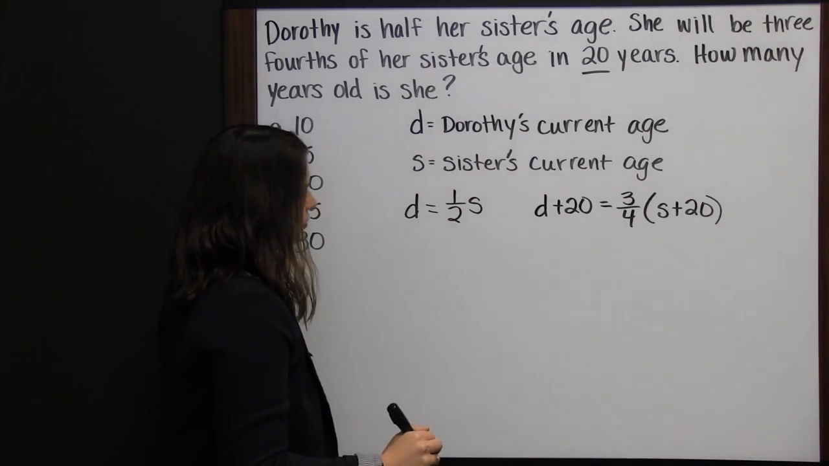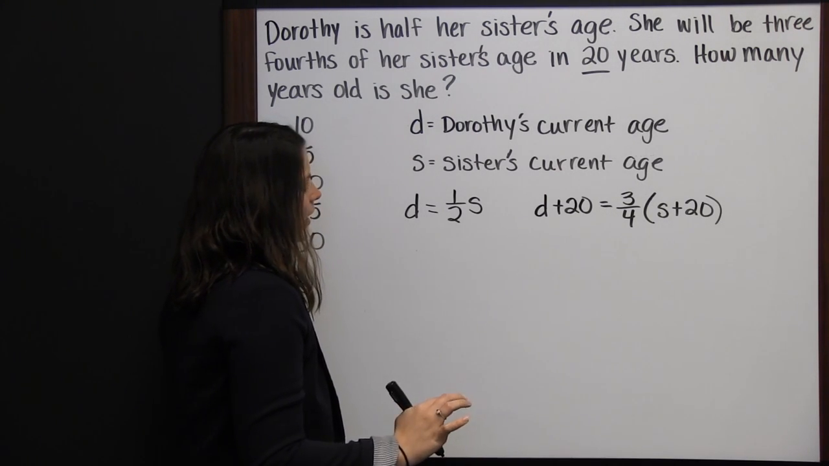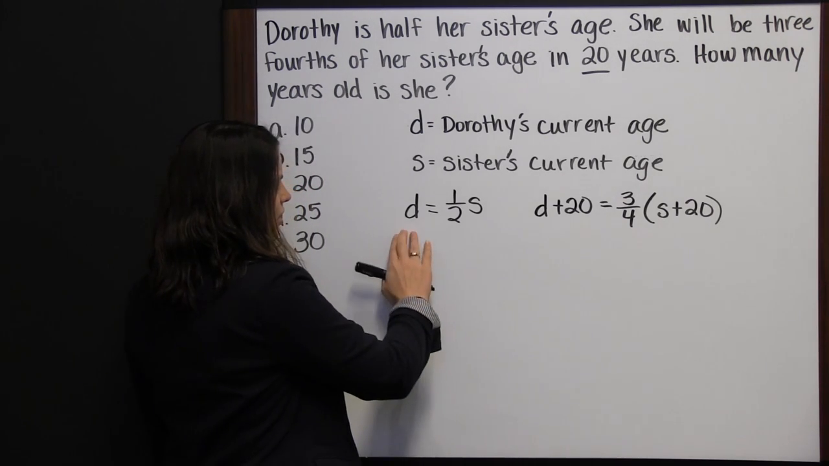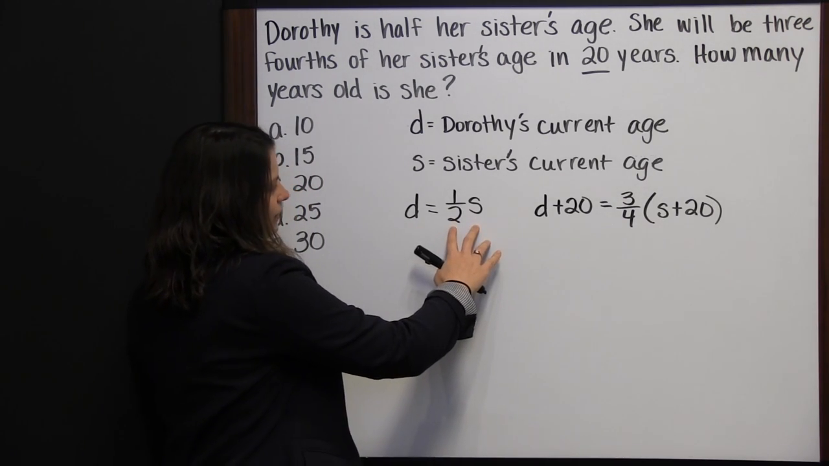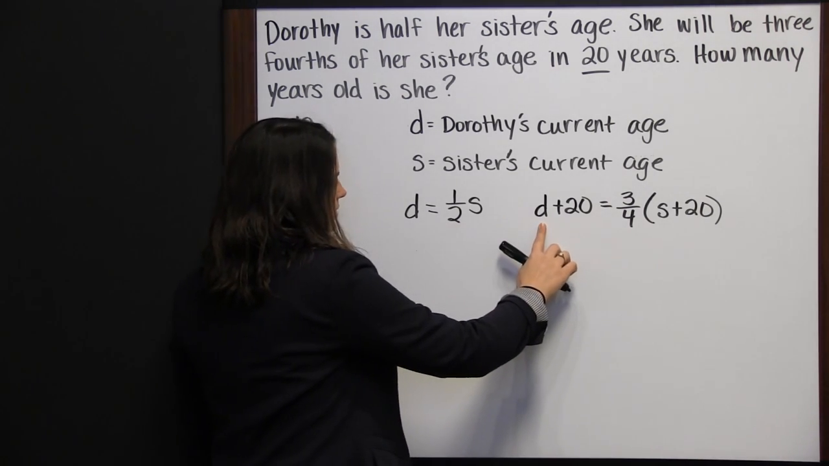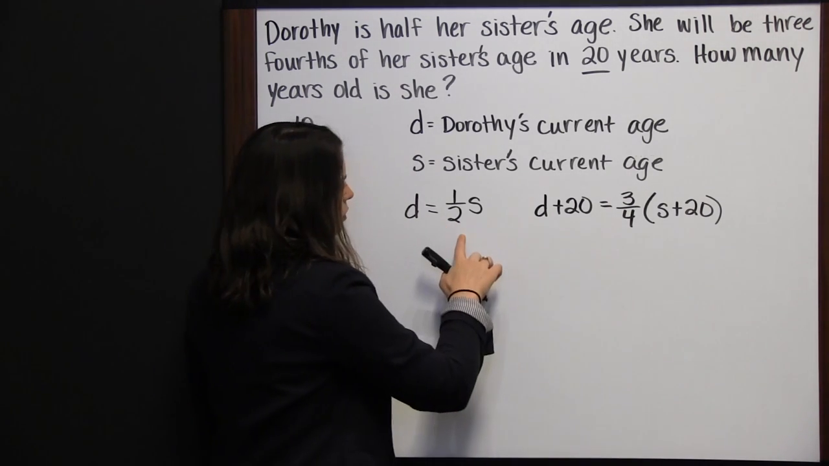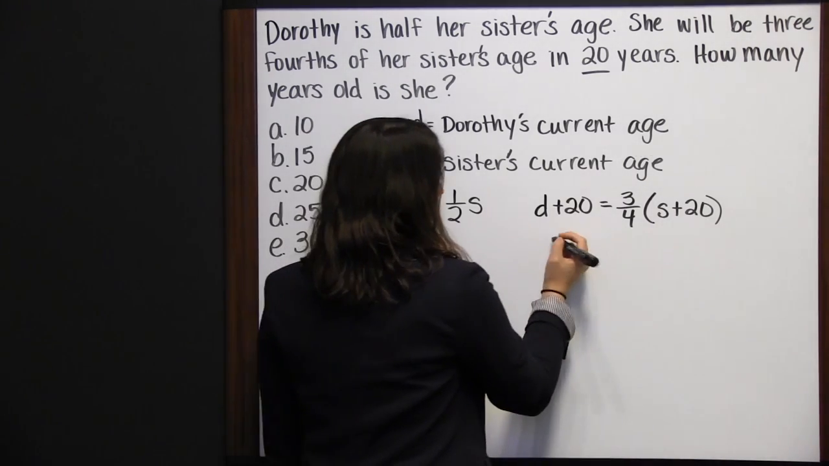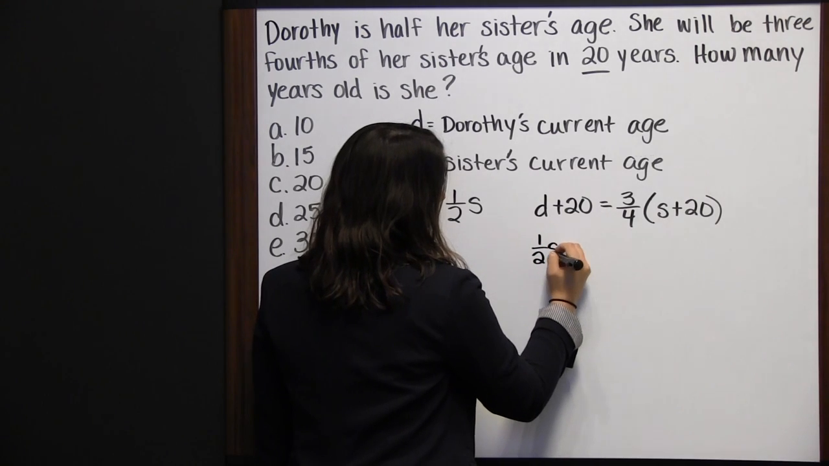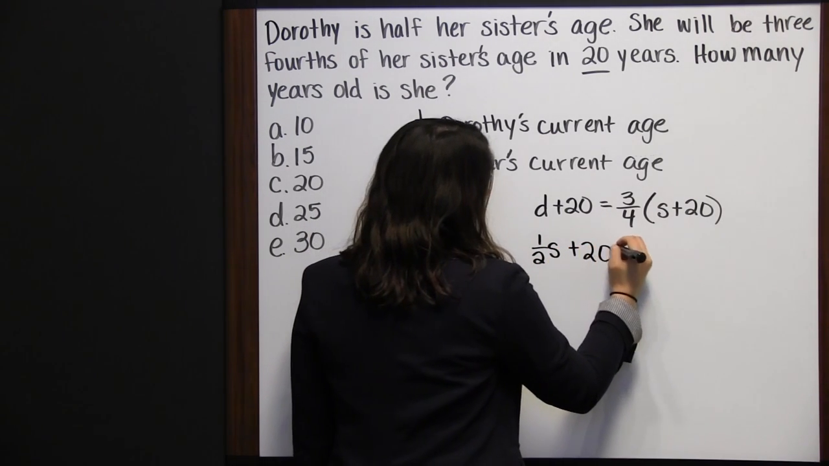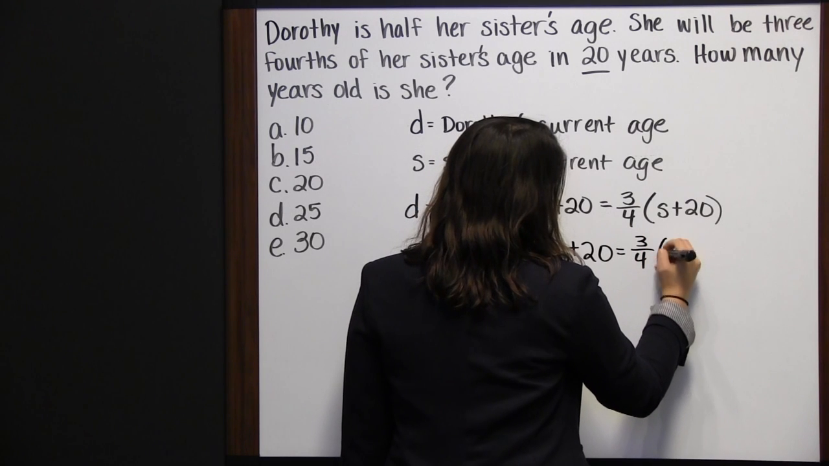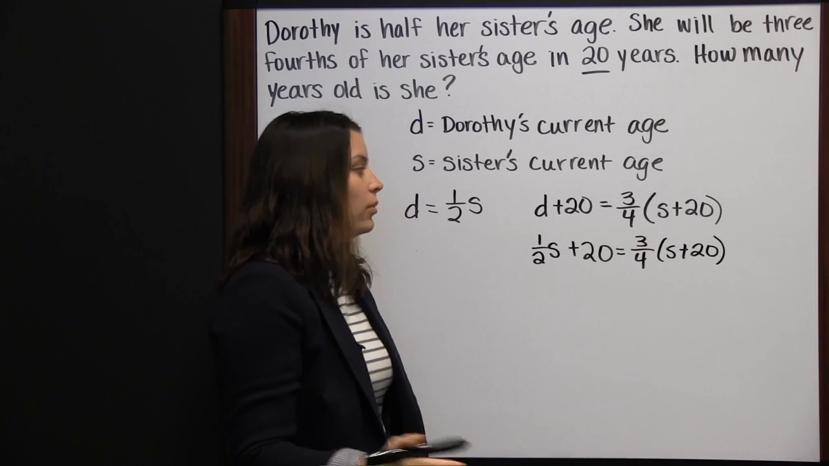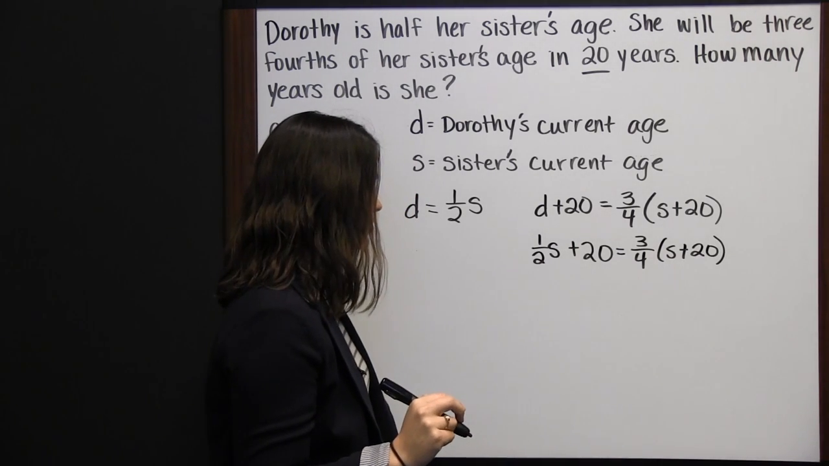So we want to solve for Dorothy's age, obviously, and we can do this in lots of different ways. But the first thing I notice is that since I know that D is 1/2 S, I can replace D in this equation with 1/2 S, and that's called substitution. So that's the method I'm going to use. I'm going to replace D with 1/2 S plus 20 equals 3/4 times the quantity S plus 20.